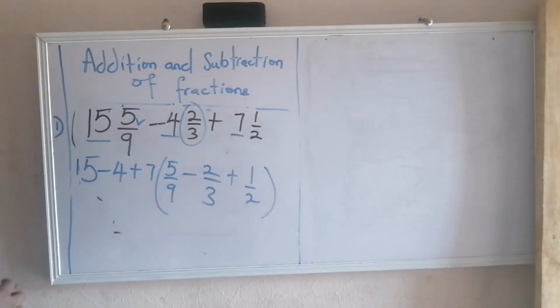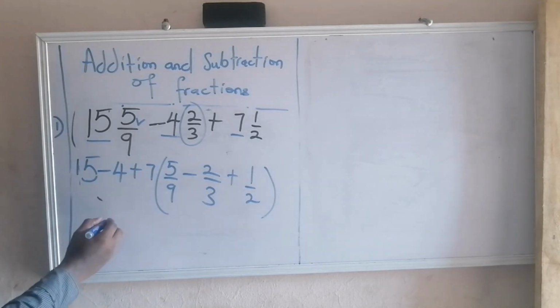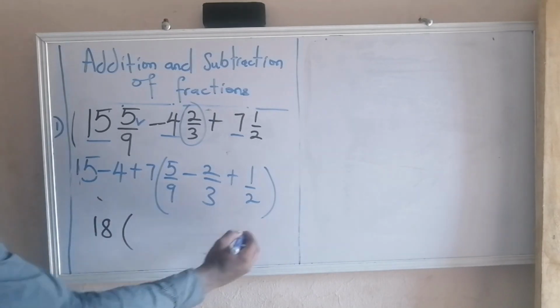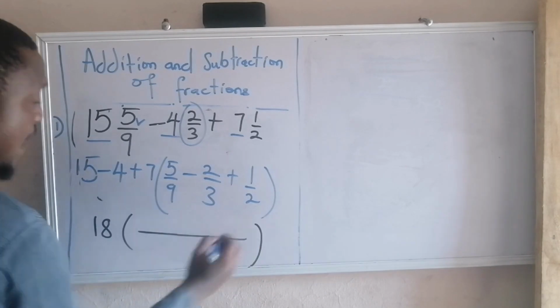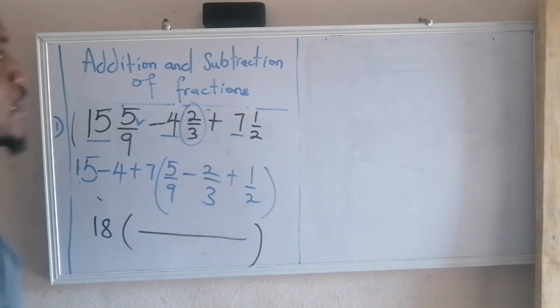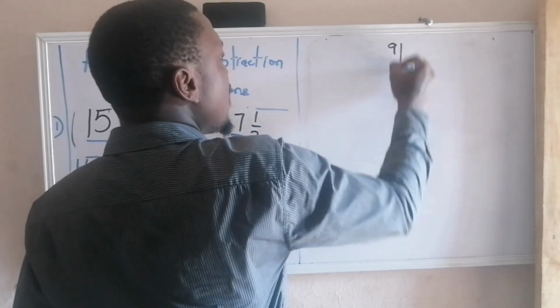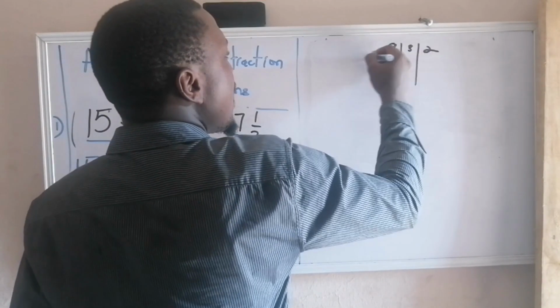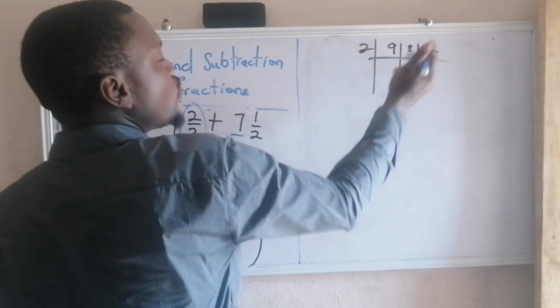Once you have done that, you come back to this. What is 15 minus 4? 15 minus 4 is 11. 11 plus 7 will be 18. Now, you look for the LCM of 9, 3, and 2. What is the LCM of 9, 3, and 2? You can just use the 9, 3, 2. 2 is a factor of 2, so you can use 2.